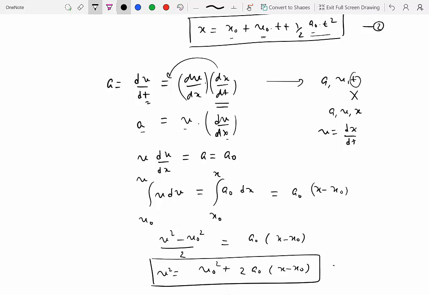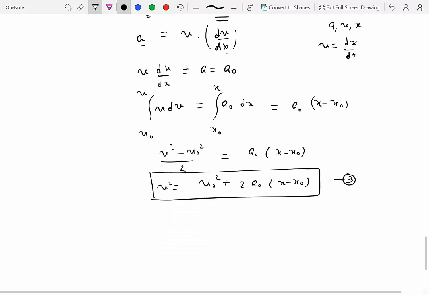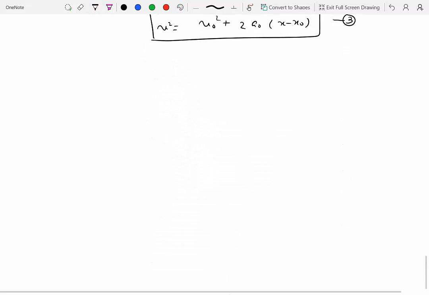And that is your third relationship from Galileo, right? Which involves velocity, acceleration, and position. Now remember, these three relationships have been obtained only when the acceleration is constant. And that's a very important point. So I'm going to actually write that down over here.